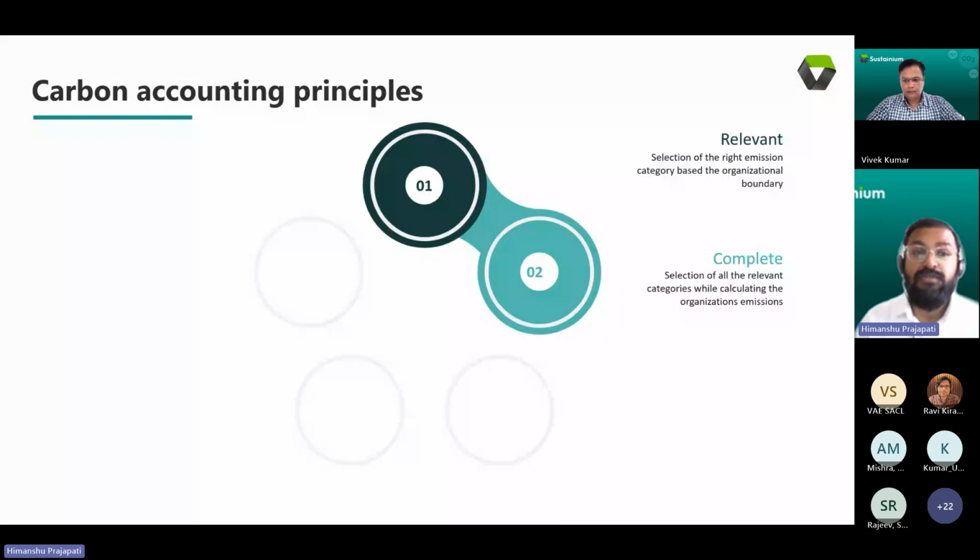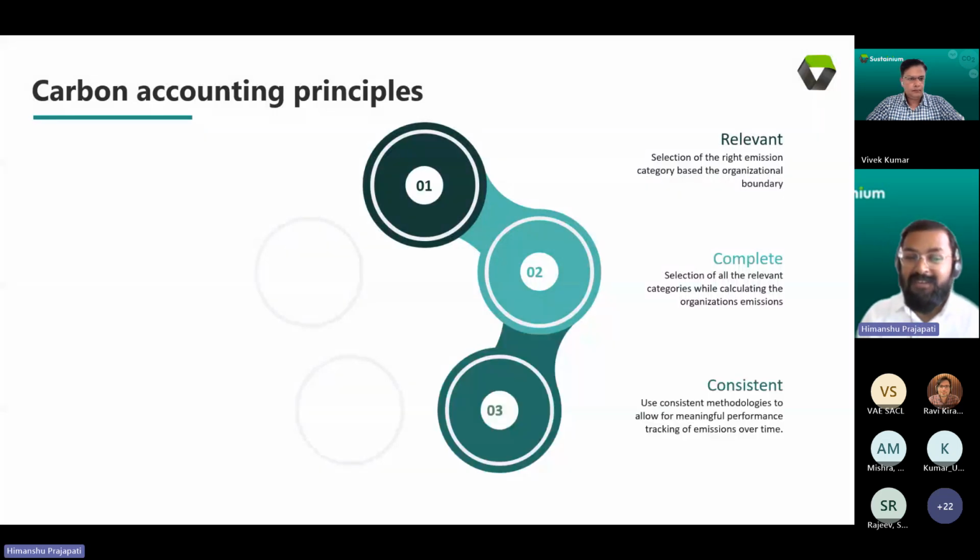Completeness. So your carbon accounting has to be complete. You have to account for all the categories and not miss out any of them. It should be consistent, of course. You cannot say that I am reporting on, let's suppose, waste generation this year, but tomorrow I am not going to do it. That's something that has to be consistent. It's the basics.